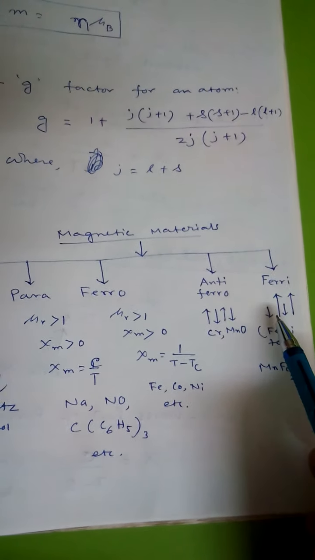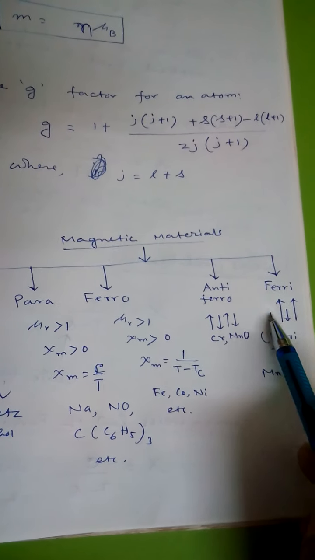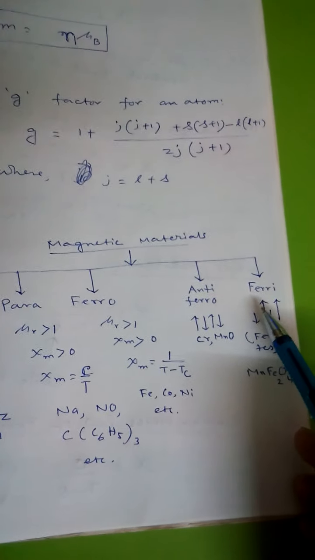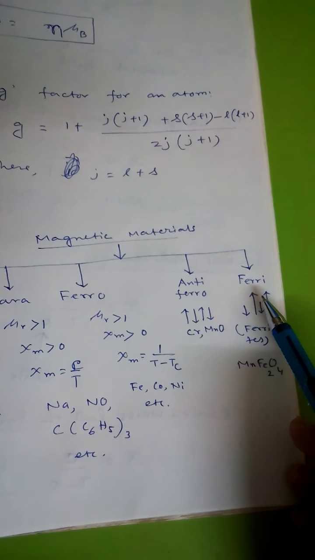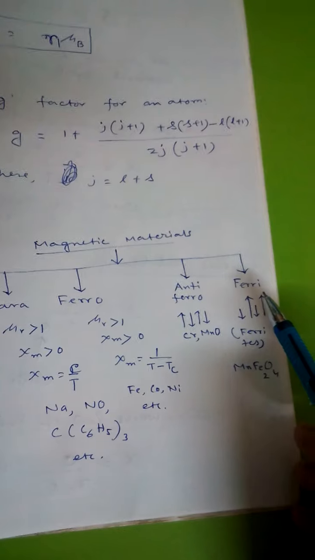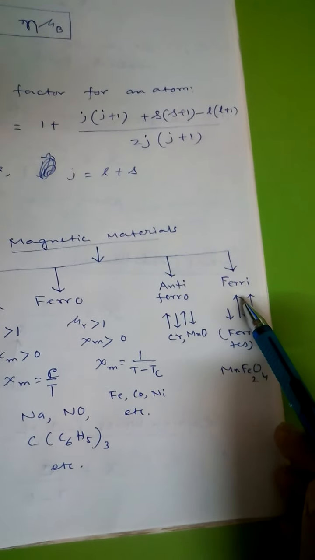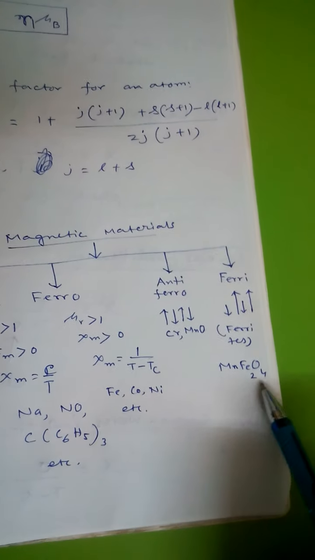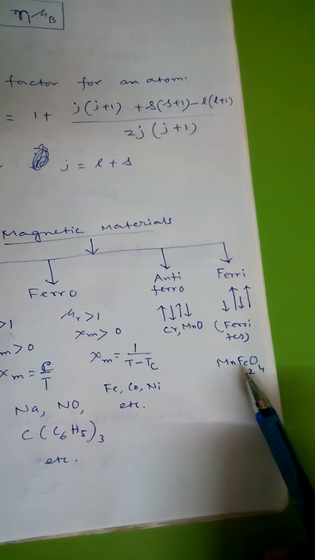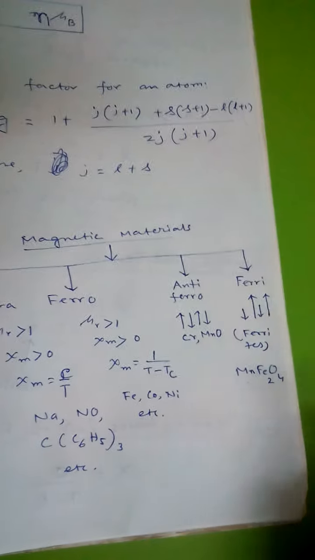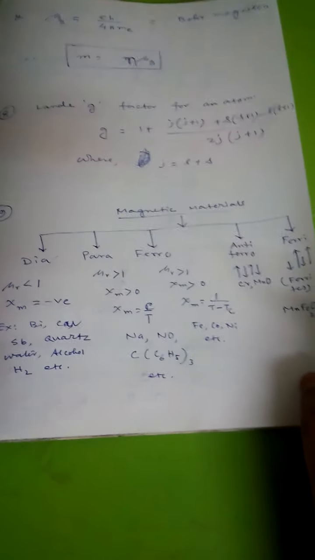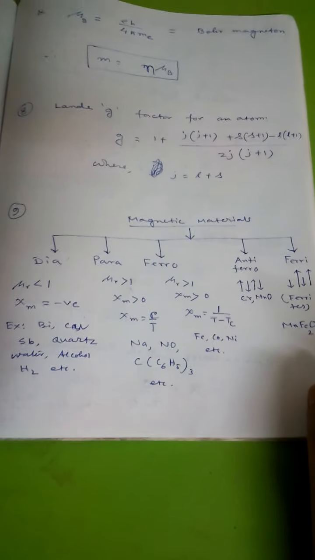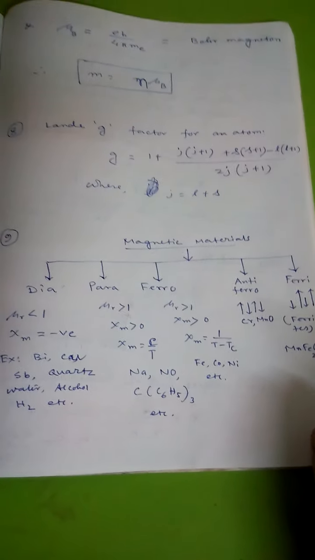Ferrimagnetic material has unequal and opposite magnetic moments. So there must be a residual magnetic moment, an unbalanced magnetic moment. Manganese iron oxide is an example of ferrimagnetic material. So this is the classification, with some properties in brief and various examples of magnetic materials.